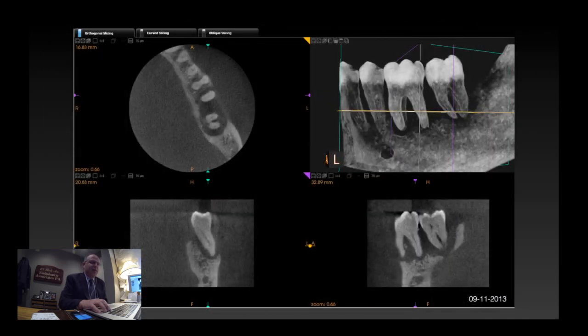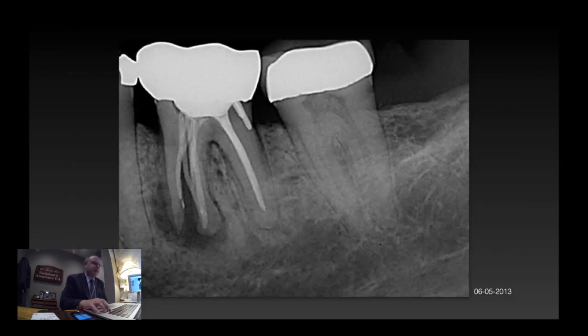Here's a cone beam CT image of the case that you just saw the X-ray of, and you can see there's too much bone loss here. There's almost nothing left. Actually, 18 here had 10, 12 millimeters probing all around it. So this is really not a good case to try to save.